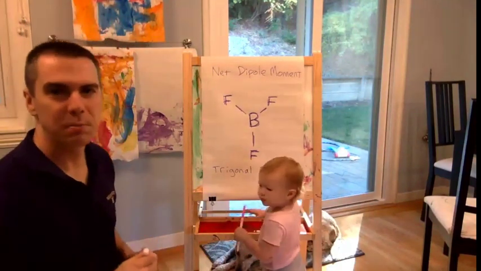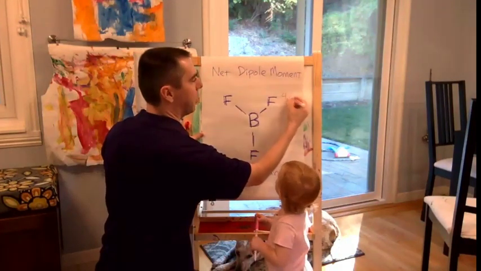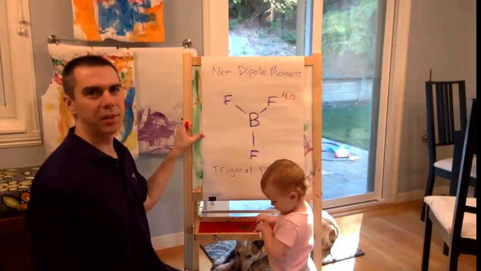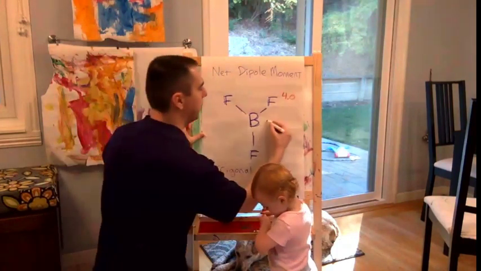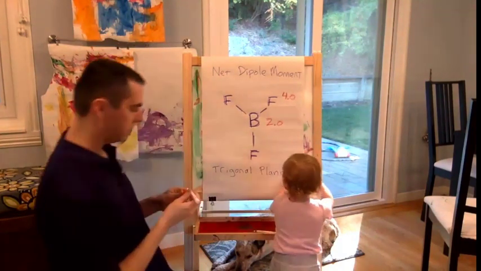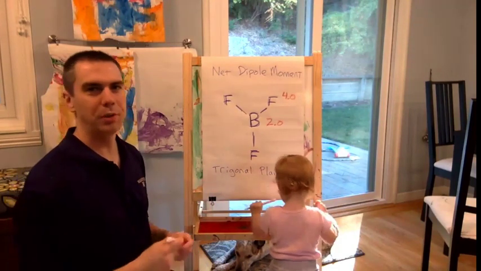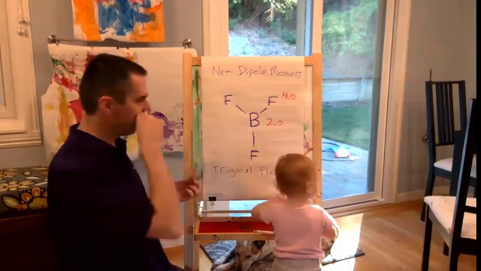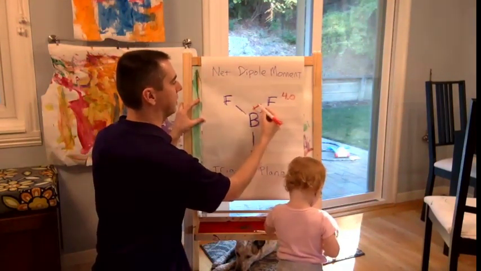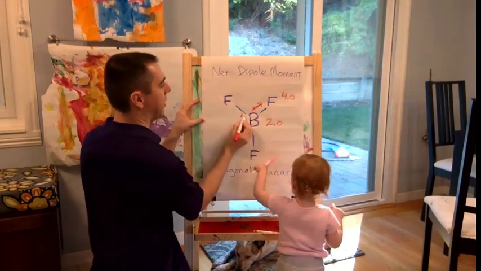So each one of these bonds is polar. The electronegativity of the fluorine is 4.0 as definition. The electronegativity of the boron is 2.0. There we go, good helping, Clara. And so each one of these has a dipole moment that goes from the positive boron to the negative fluorine. And drawing it with the arrow with the plus sign, it'll look something like that.